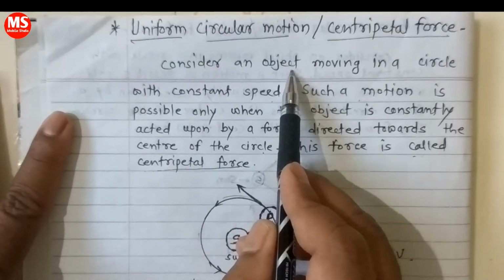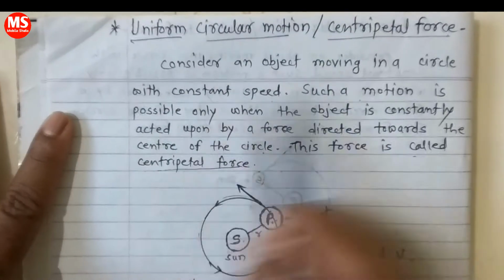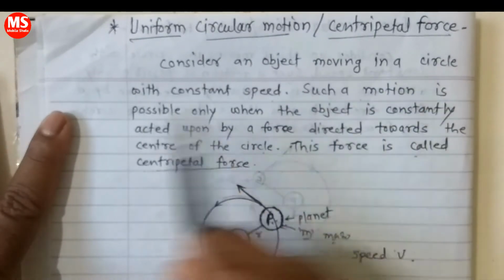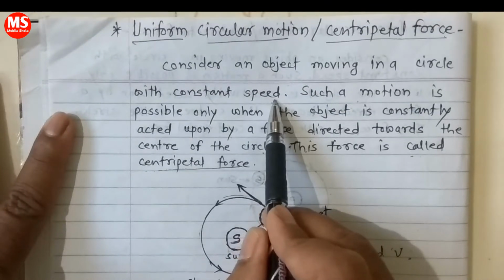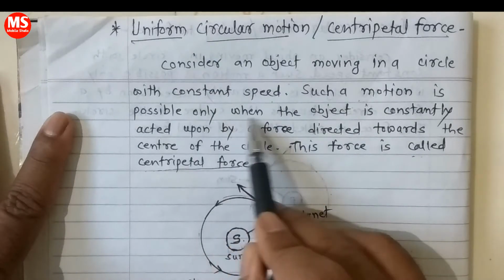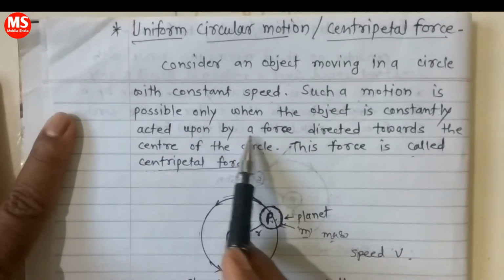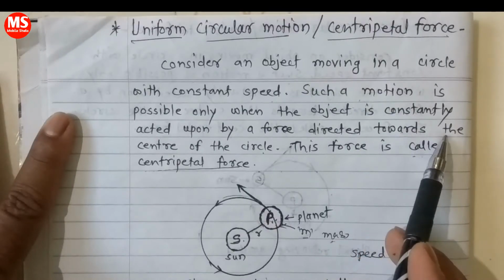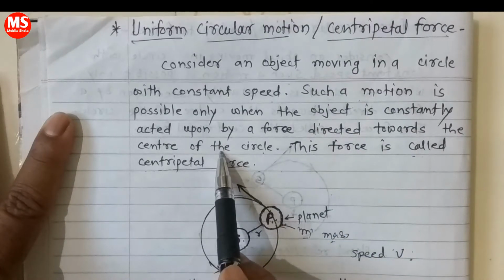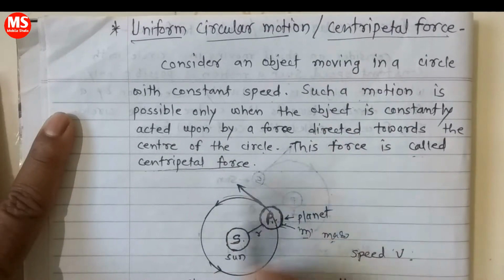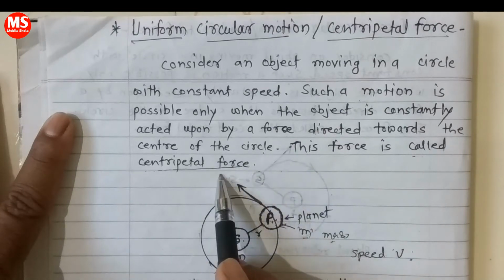Consider an object moving in a circular motion with a constant speed. Such a motion is possible only when the object is constantly acted upon by a force directed towards the center of the circle, and this force is called the centripetal force.